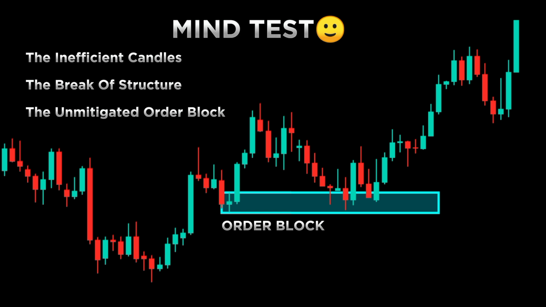Write this down. A decision candle can be considered an order block only when there is an inefficiency and a break of structure or a break of character. If those two are not present, it is not a valid order block.